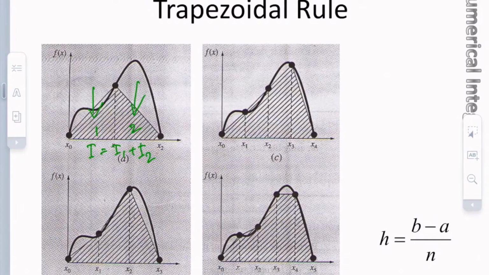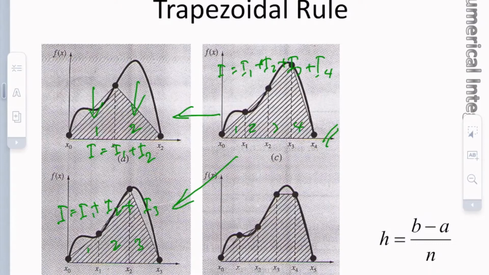In this second case, you have 1, 2, 3 intervals, and you have 1, 2, 3 results for the integration, and the resulting integral is just the sum of these 3. If you apply 4 intervals, 1, 2, 3, 4, then you get I equals I1 plus I2 plus I3 plus I4. Then you can see that this result is much better compared to this result or this result. If you increase the number of intervals further, then we would expect that the error becomes smaller and smaller, and that our integration becomes more accurate.